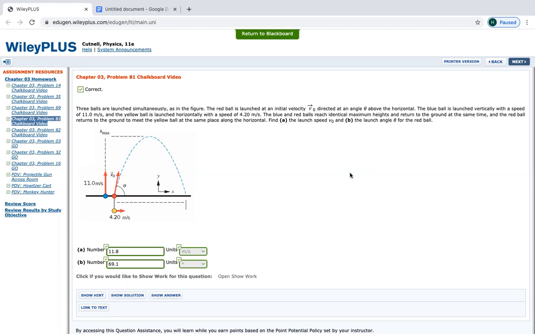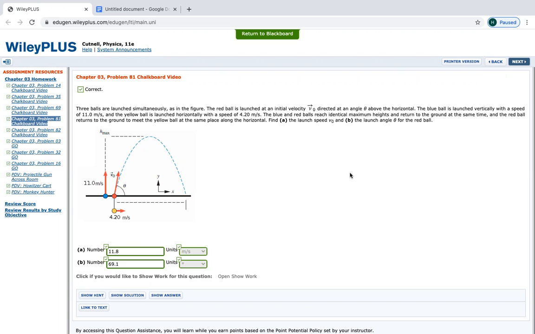And to do that, you need to find the x and y components of the vector. Now, since the red ball and the blue ball reach identical maximum heights, the y components are the same. And the blue ball only has a y component because it's only going in the y direction. So that would indicate that the red ball's y component is equivalent to the given speed for the blue ball. And this is the same for the yellow ball, except on the horizontal. So the yellow ball only has an x component because it's only going in the x direction. So that would mean that the red ball has the same x component as the yellow ball.